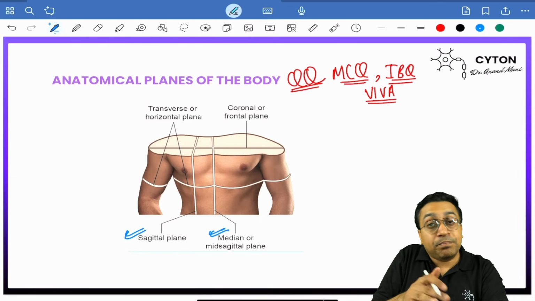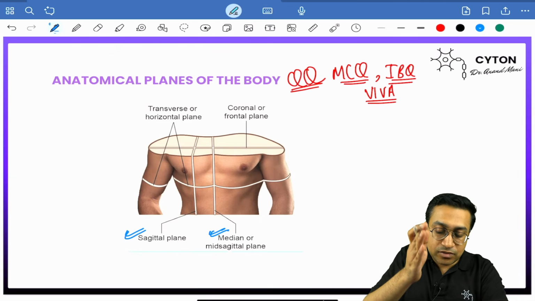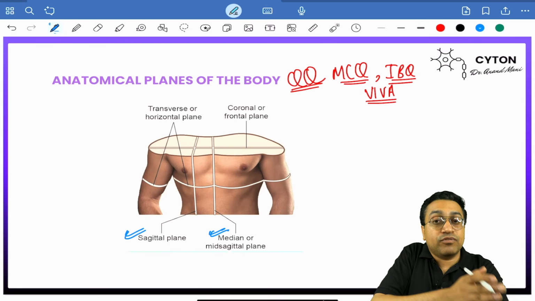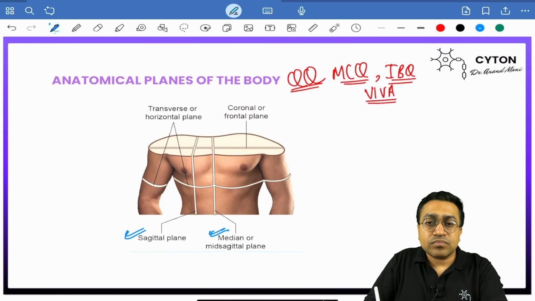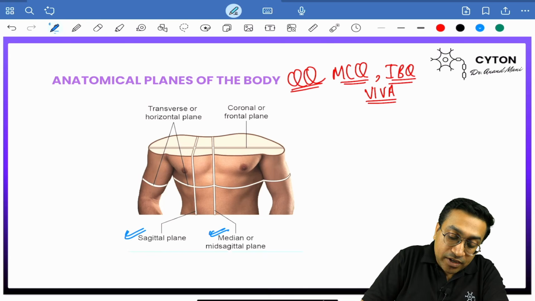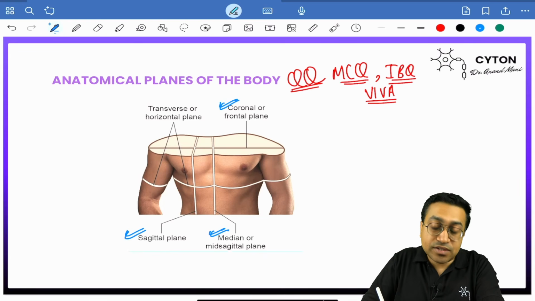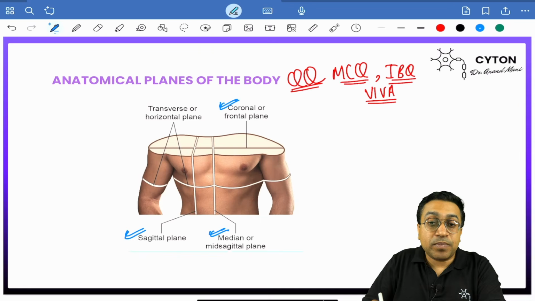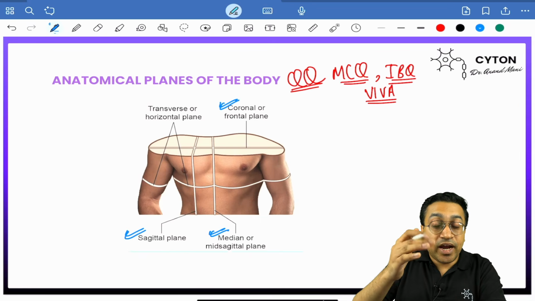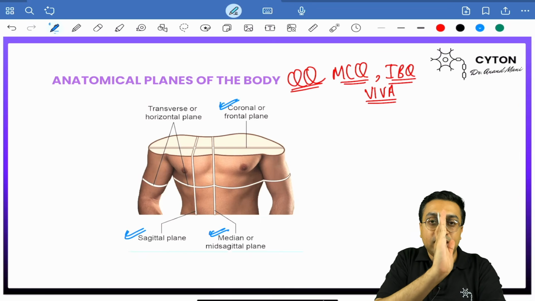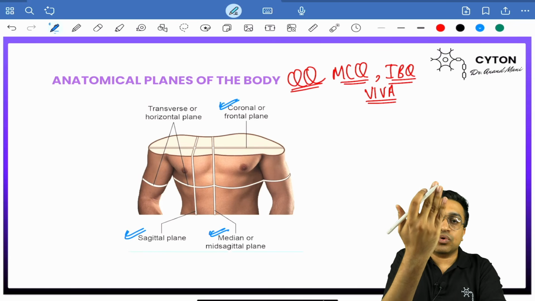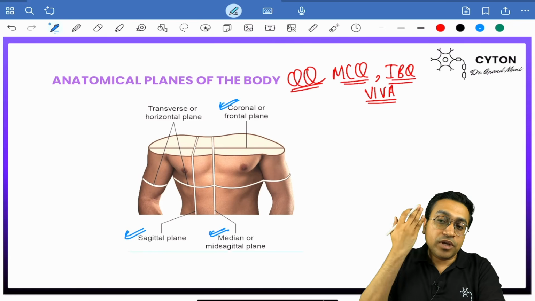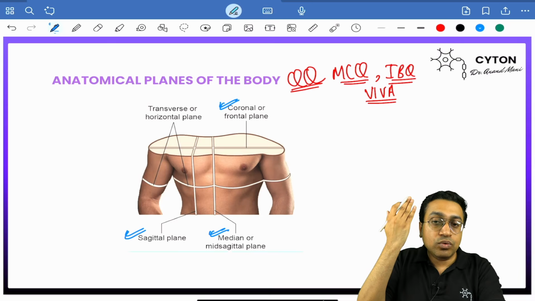So it can be parasagittal plane. Okay, so that is close to the midline or maybe away from the midline. Then there is another plane, that is the coronal, also known as frontal plane. This is passing longitudinally at right angle to the sagittal. So this was the sagittal plane, so coronal will be in this manner. So it will be a coronal plane cutting the body into two halves.